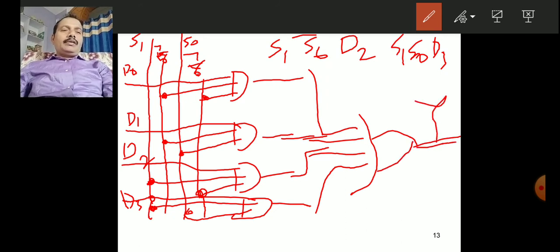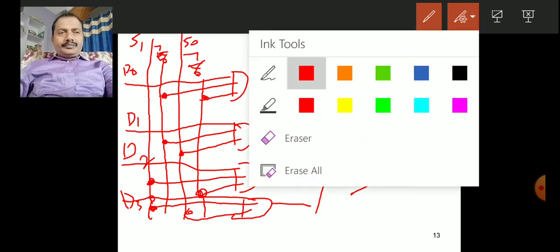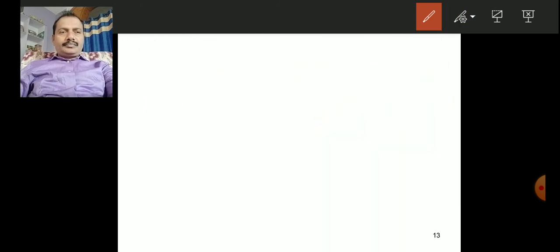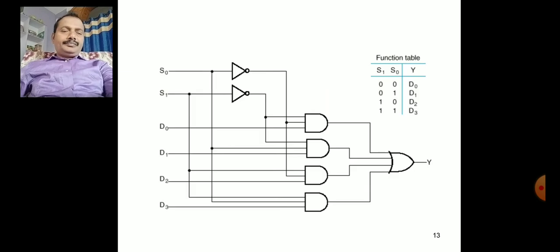So this is a way of drawing a multiplexer by observing minterms, and you have to draw the appropriate connections. So that is the way of good drawing. You have to practice.